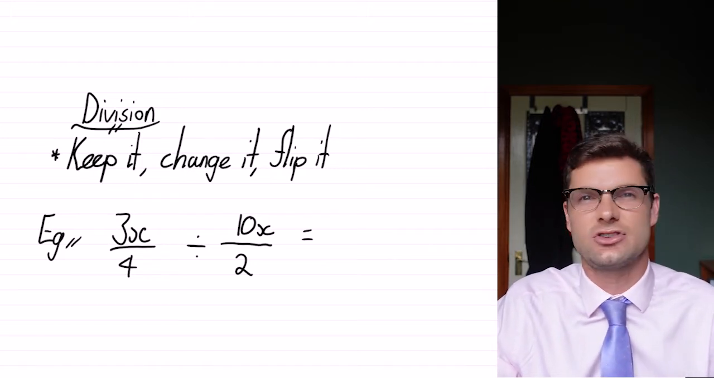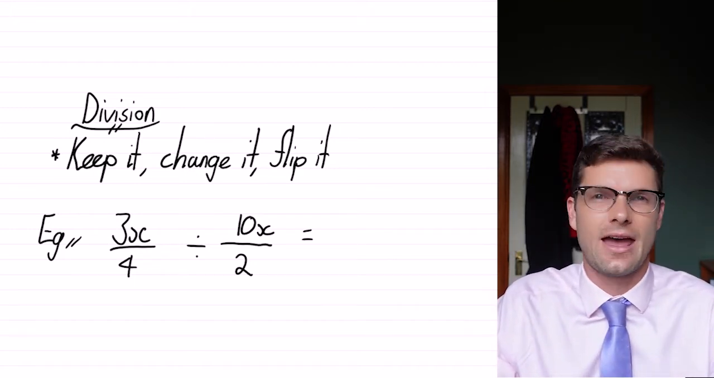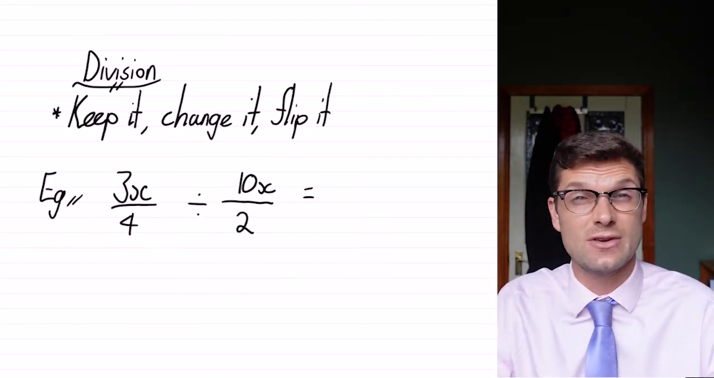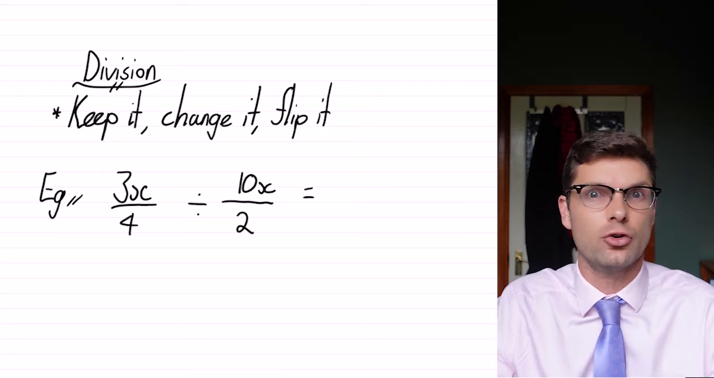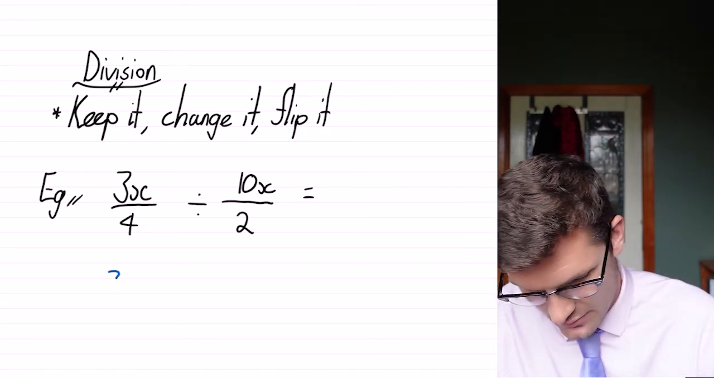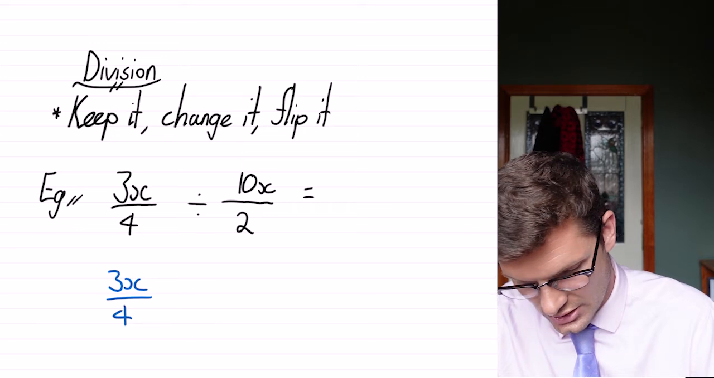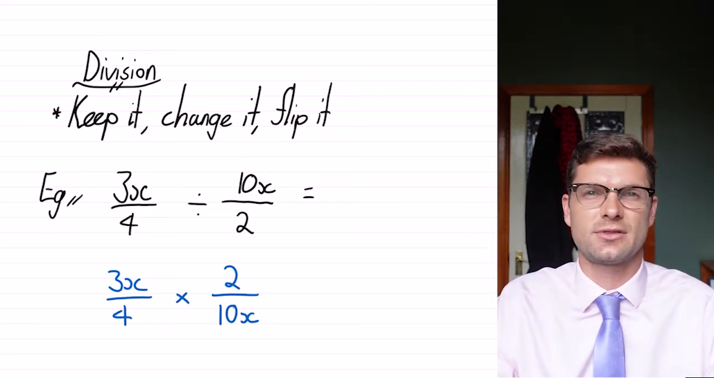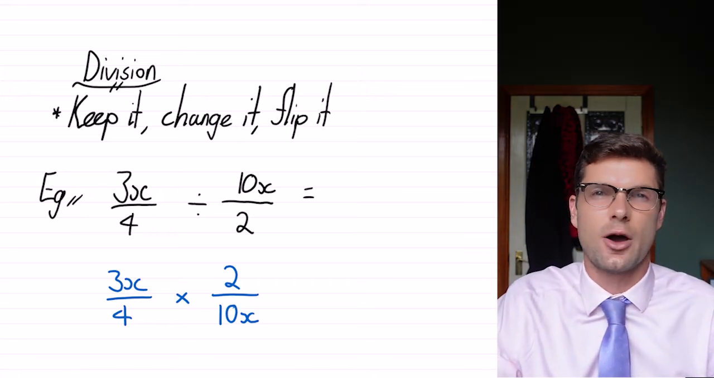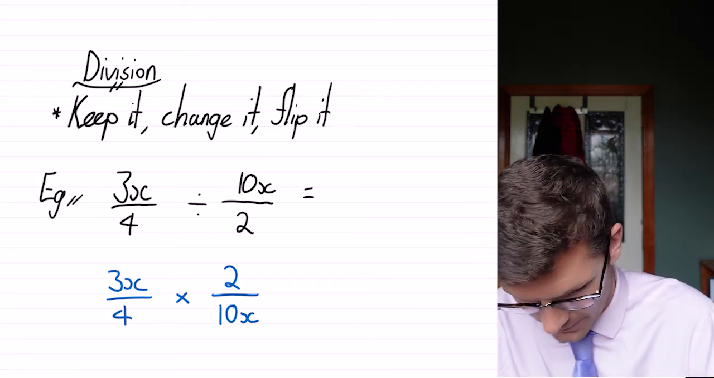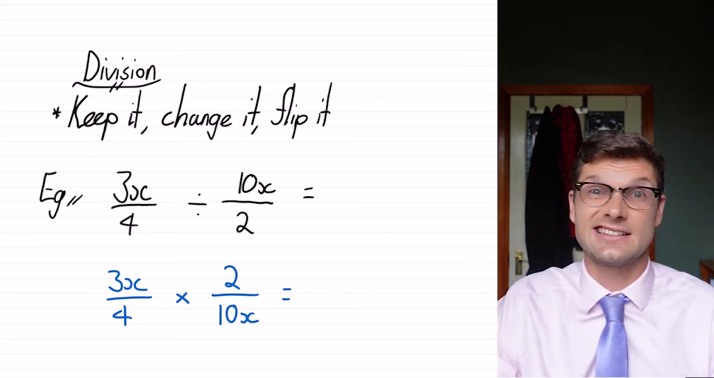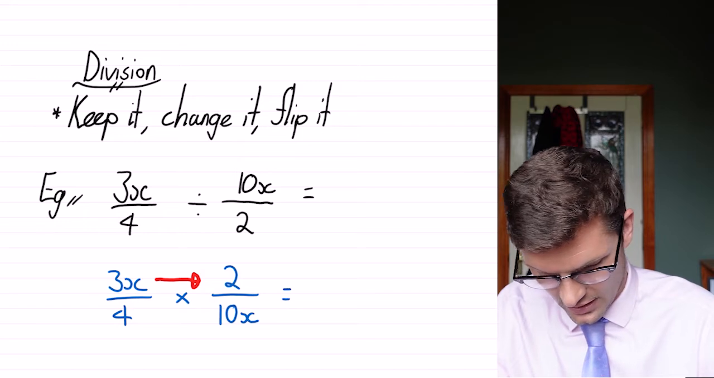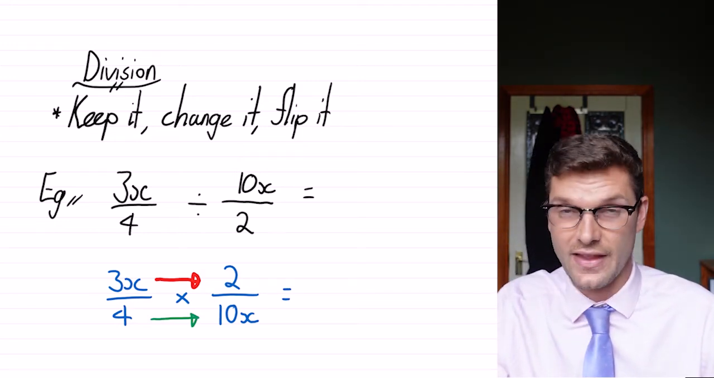So I always tell students to keep it, change it, flip it, and that is something that you do have to remember. So the first step I'd like you to do is rewrite this with these rules in place. So this becomes 3x over 4 times 2 over 10x. Okay, so I've kept the first term, changed the operation, and flipped the last term. And then this is just exactly the same as what we did in the last question. We multiply the top and then multiply the bottom, and that's going to give us our answer.